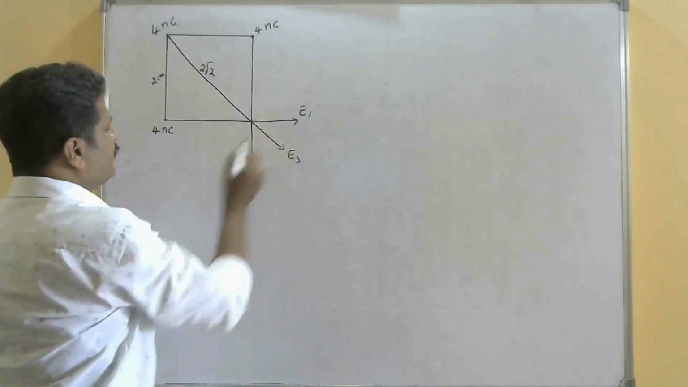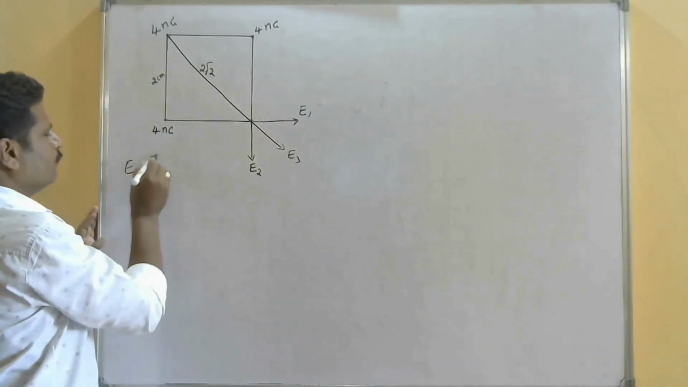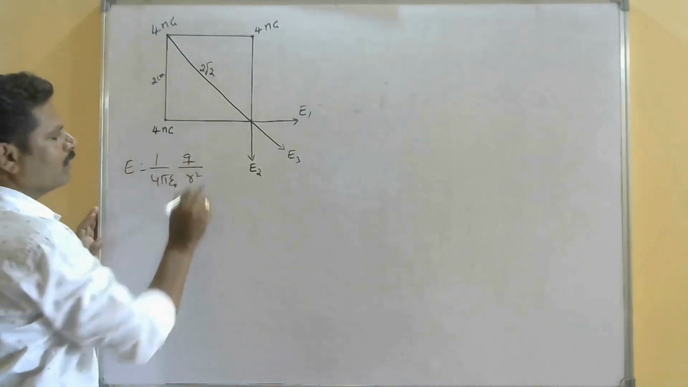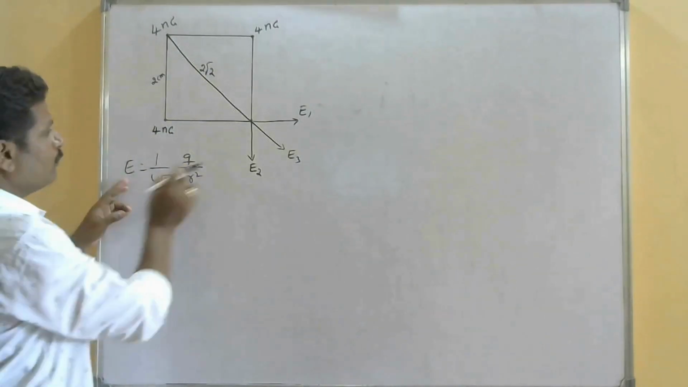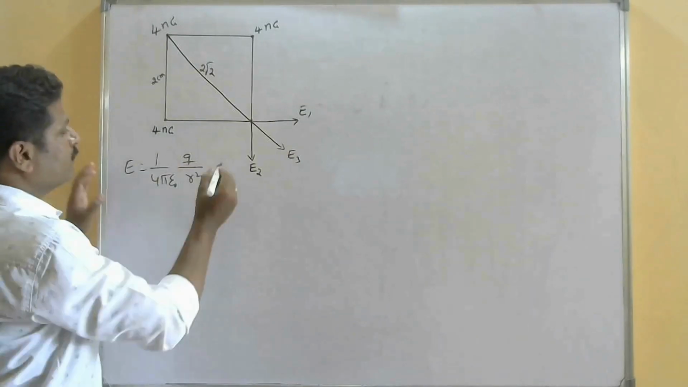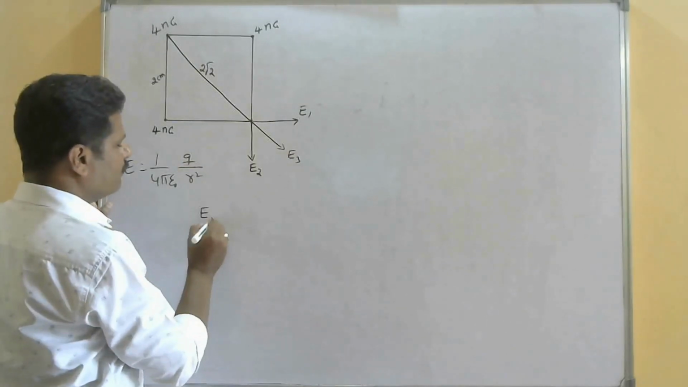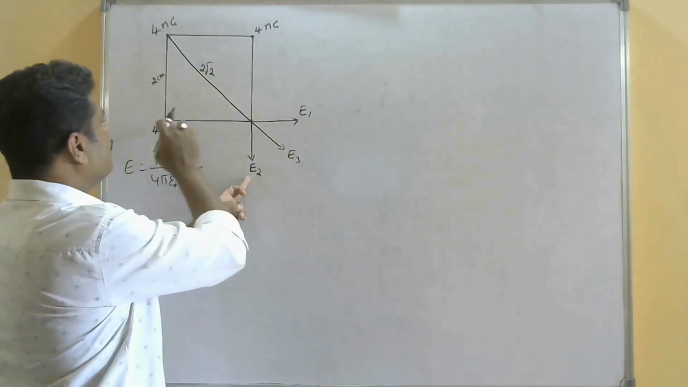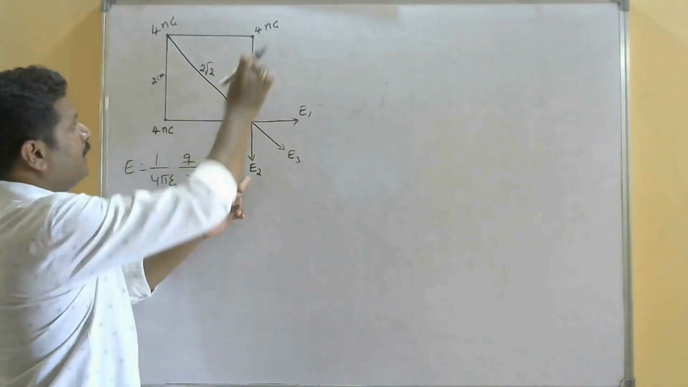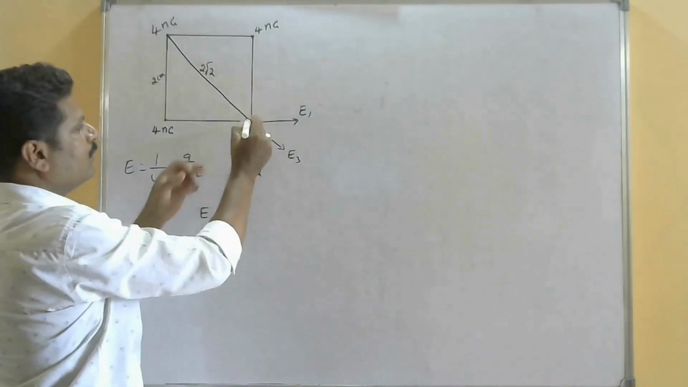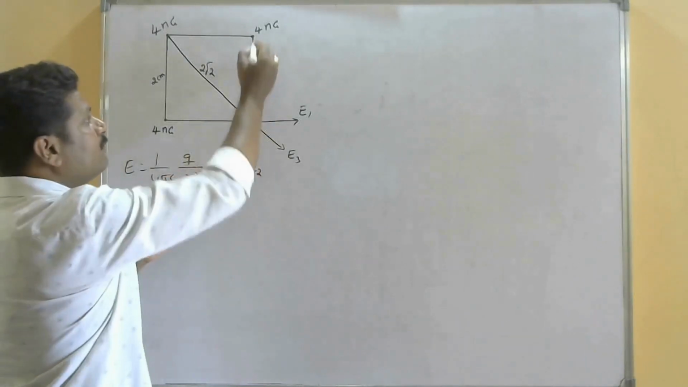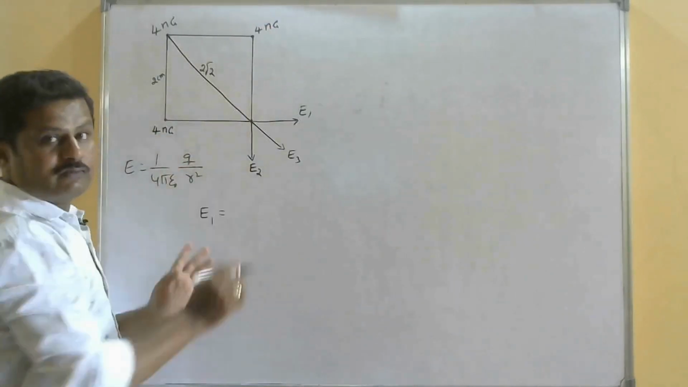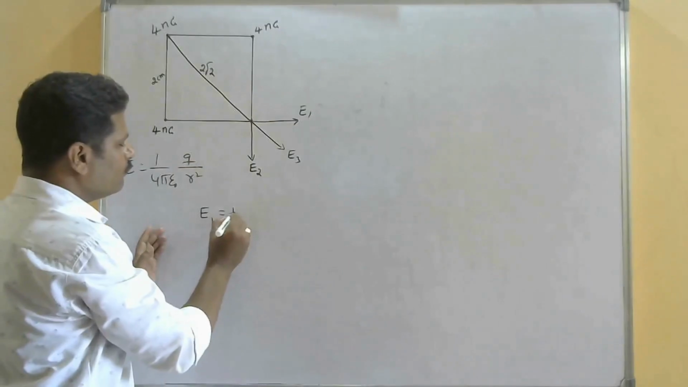Now, E1 can be written as, we know that E is equal to 1 by 4 pi epsilon naught times q by r square. So by using this we can find out E1, E2 and E3. Here E1 is equal to E2, because E1 and E2 are at the same distance. This point of consideration is at the same distance from these two charges. The charges are also the same, as well as the distance. So E1 is equal to E2.